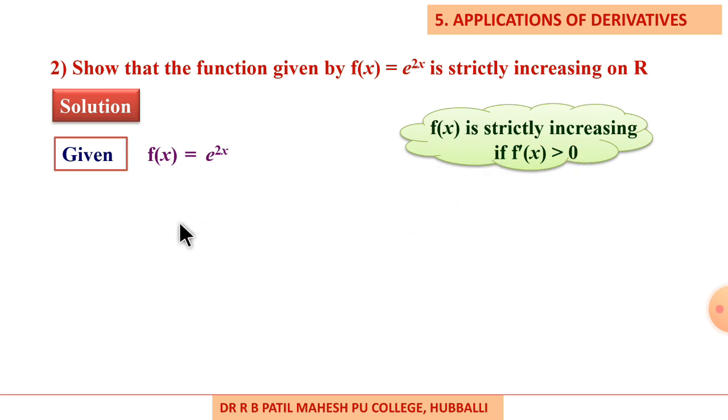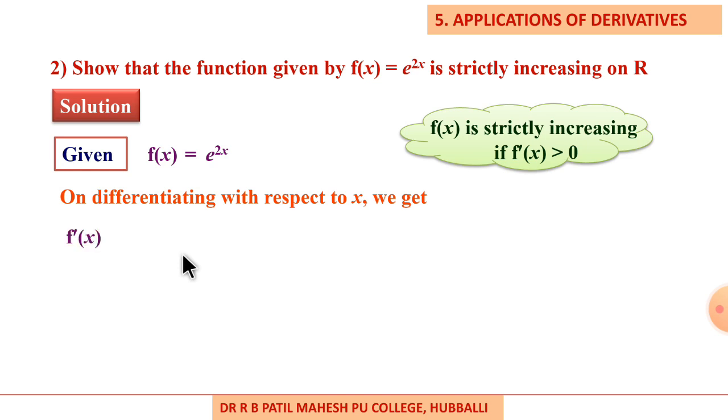Now this term you have to prove here. So first, differentiate that function with respect to x. So we get f dash of x equal to the derivative of e raised to 2x. First, the derivative of e raised to x is e raised to x. Next, with respect to 2x, it is 2 into e raised to 2x, or you can apply this formula: the derivative of e raised to ax is a into e raised to ax.